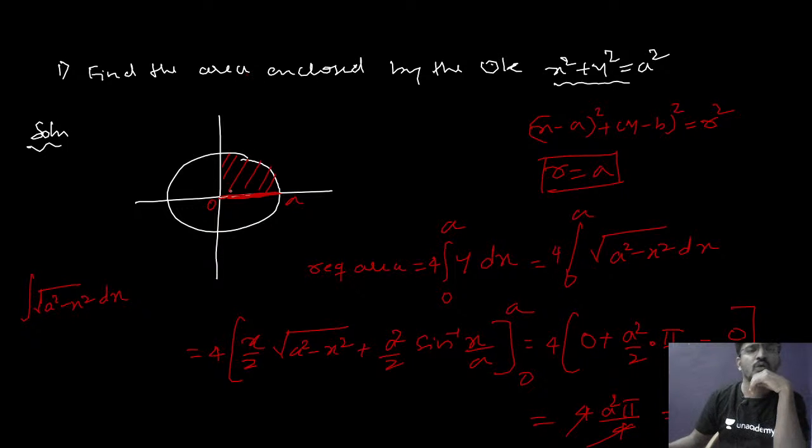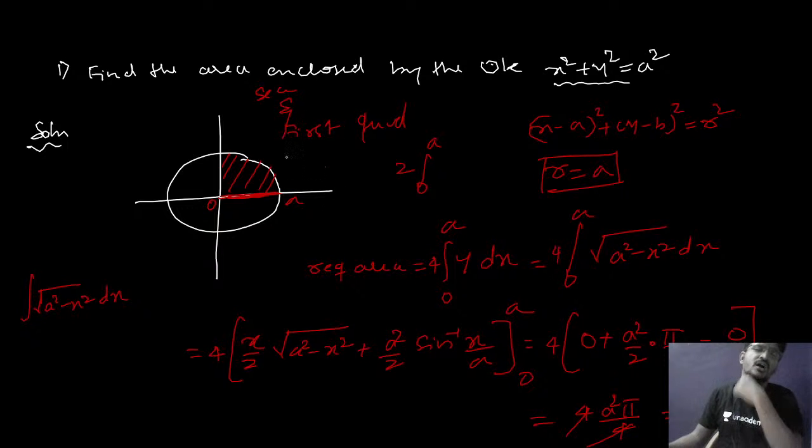Sometimes they ask only from first quadrant, then you can just write only integration from 0 to a. If they ask from first and second quadrant, you can just multiply it with 2. If they ask complete area enclosed between this circle, you can just say 4 into 0 to a. From that you can just understand what is area enclosed by the circle.